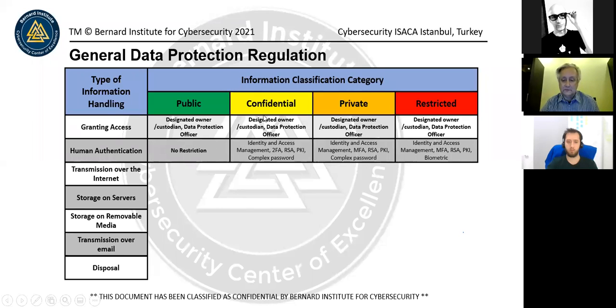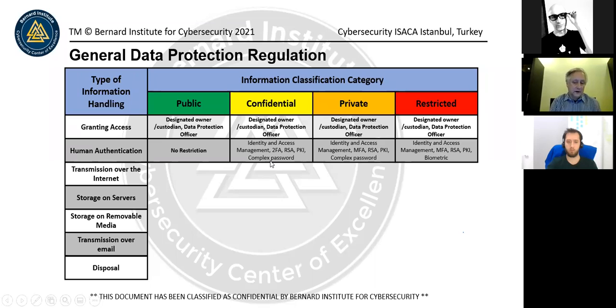Human authentication versus machine authentication. So under public, of course, there's no restriction. But these are examples. So these are all the same here for confidential, private, and restricted. So you may implement all of these, or you may only implement one or maybe none. But these are just some examples of if you wanted to, authenticate humans, what do you need?